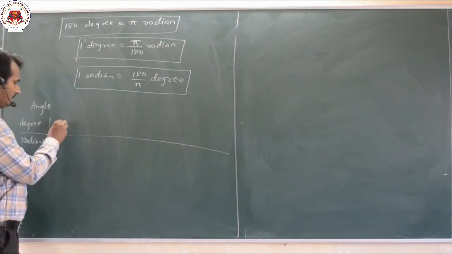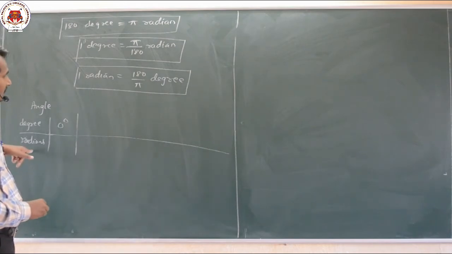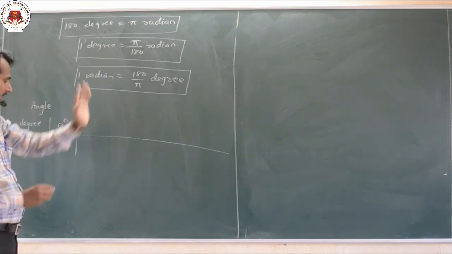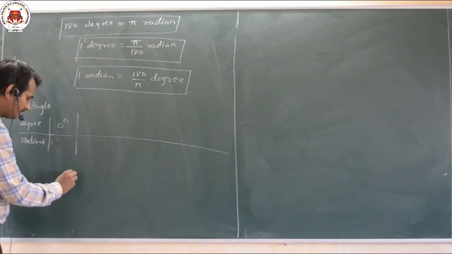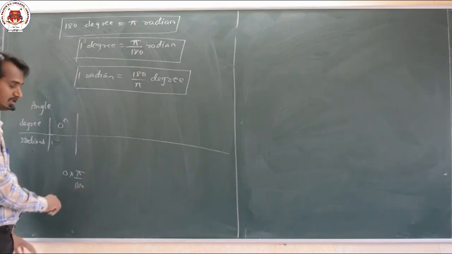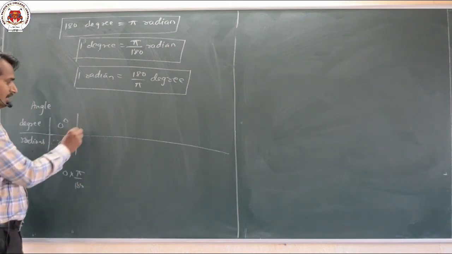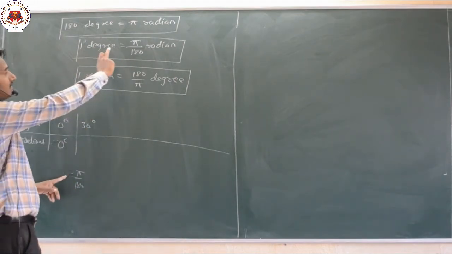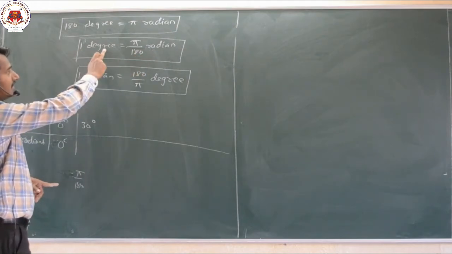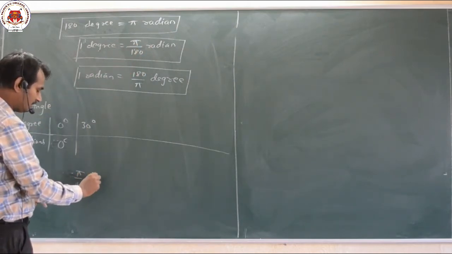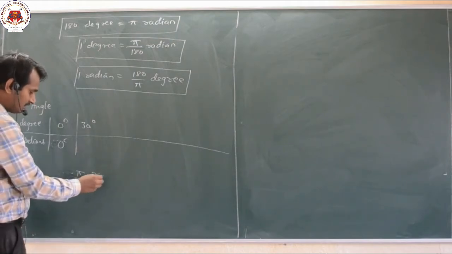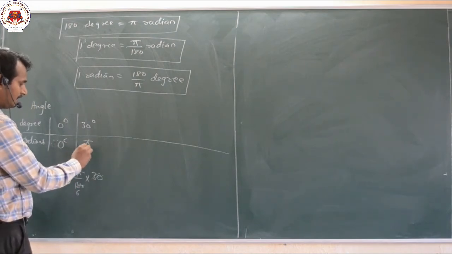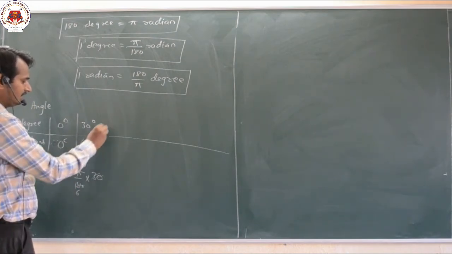First of all, 0 degrees. 0 degrees in radians: 1 degree is equal to pi divided by 180 radians, so 0 into pi by 180 is nothing but 0 radians. Now if I take 30 degrees, 1 degree means pi by 180 radian, so 30 degrees means I have to multiply by 30. 3 ones are 3, 3 sixes are 18, so it is nothing but pi by 6 radian.